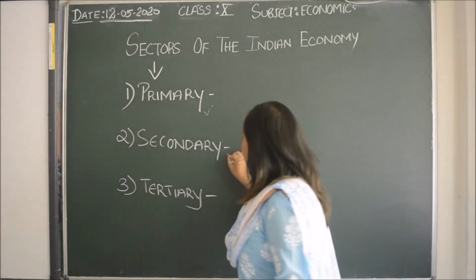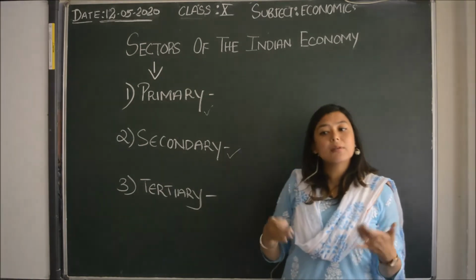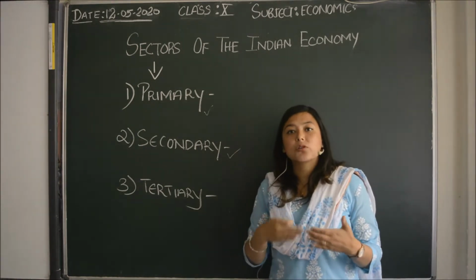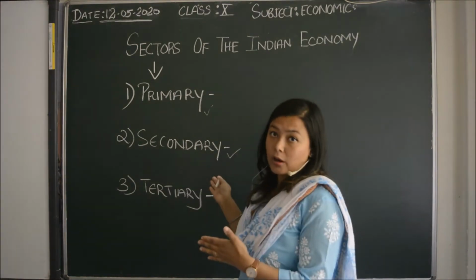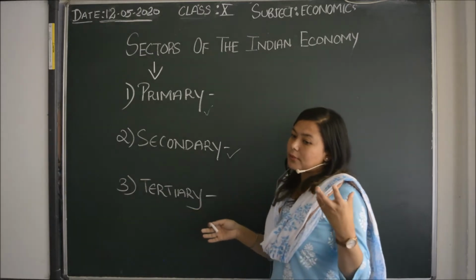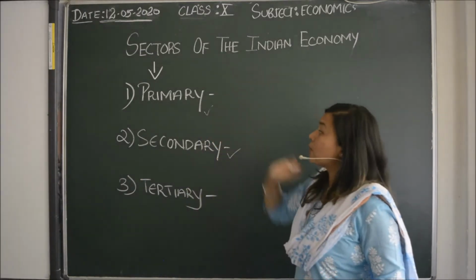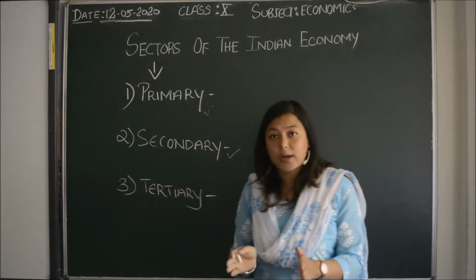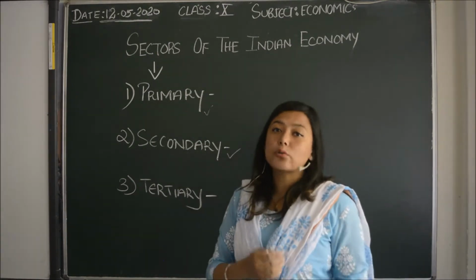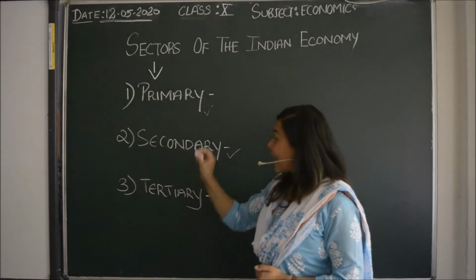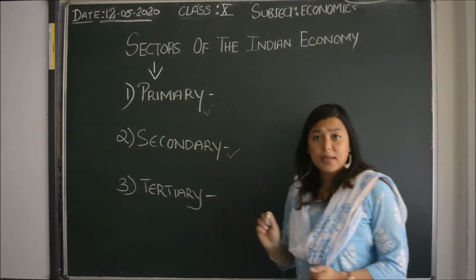And then we studied about secondary. In secondary sector, the manufacturing process goes on. Like the example I had given about cotton. Cotton comes under primary sector. Now, in order to make thread, cotton has to go through some manufacturing process. So that comes under secondary sector.